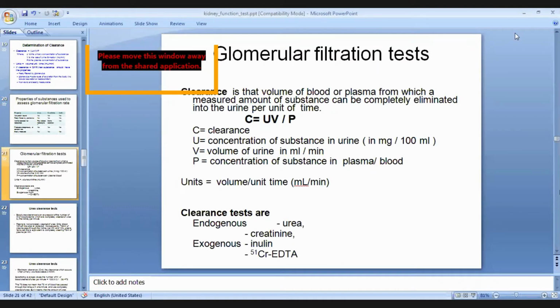Now talking in detail about the glomerular filtration test, about clearance. The glomerular filtration test solely depends upon the measurement of the concept of clearance. It is the volume of blood or plasma from which a measured amount of substance is completely eliminated in the urine per unit time. Okay.